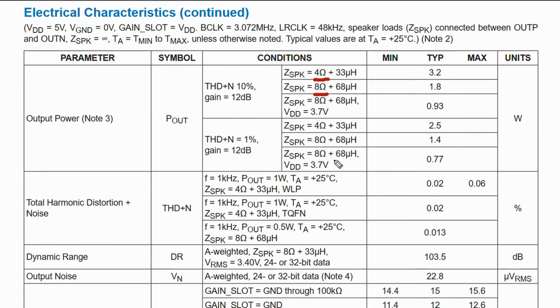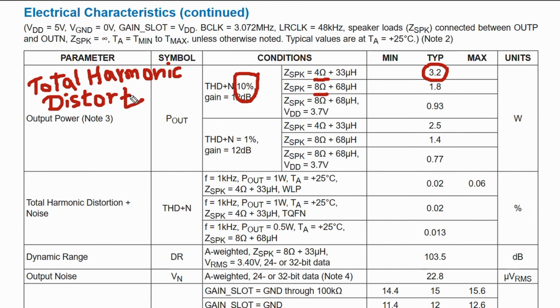Look at the relationship between output power and THD+N. THD+N here means total harmonic distortion plus noise. At higher power levels, for example around 3.2 watts into 4 ohms, the distortion can go up to around 10%.